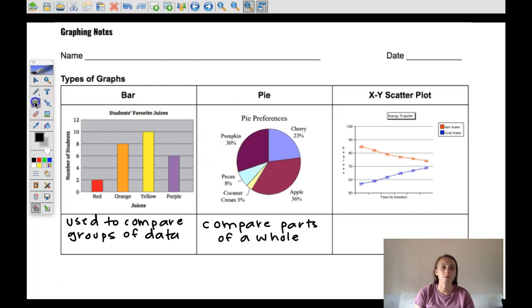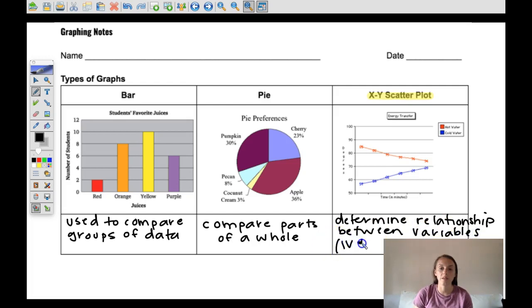But the graph that we will be using is something called an XY scatter plot. And this is to determine the relationship between two different variables. Well, in chemistry, that's going to be our independent and our dependent variable.